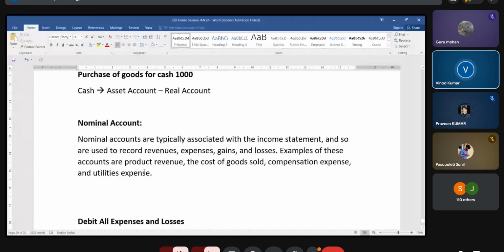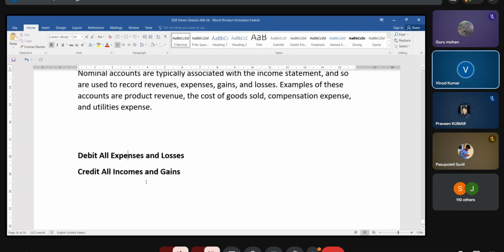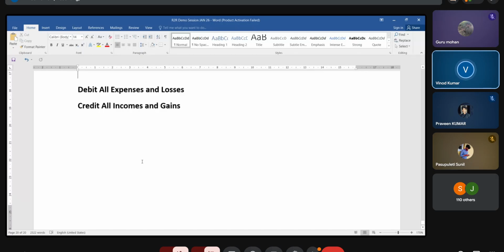So all the expenses, if you see any transaction which is having the expenses, losses and gains, we need to apply a rule called as nominal account. So examples are rent expenses, electricity, office maintenance, security charges, admin expenses, travel expenses, salaries. Transportation charges, fuel expenses, all these are the examples of expenses. So if any transaction has an expense, we need to apply a rule called as nominal account. So what is the rule of nominal account? Debit all expenses and losses, credit all incomes and gains.